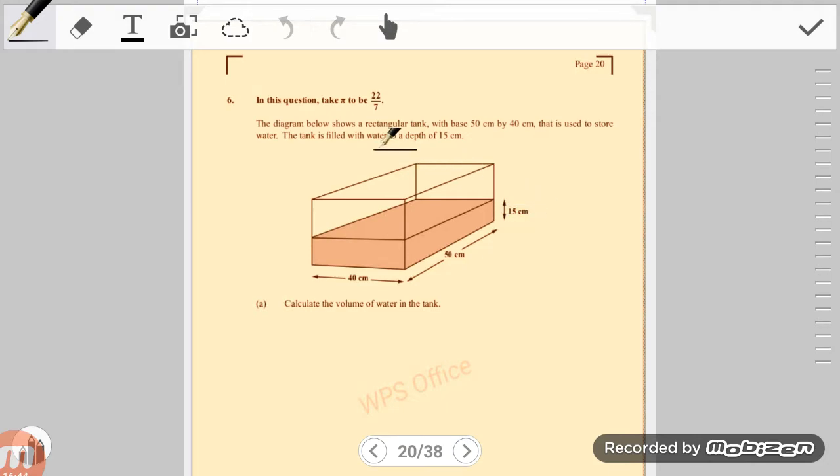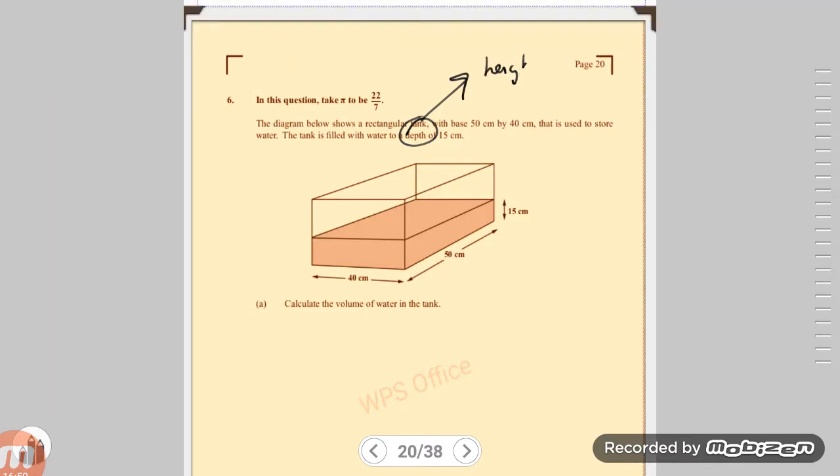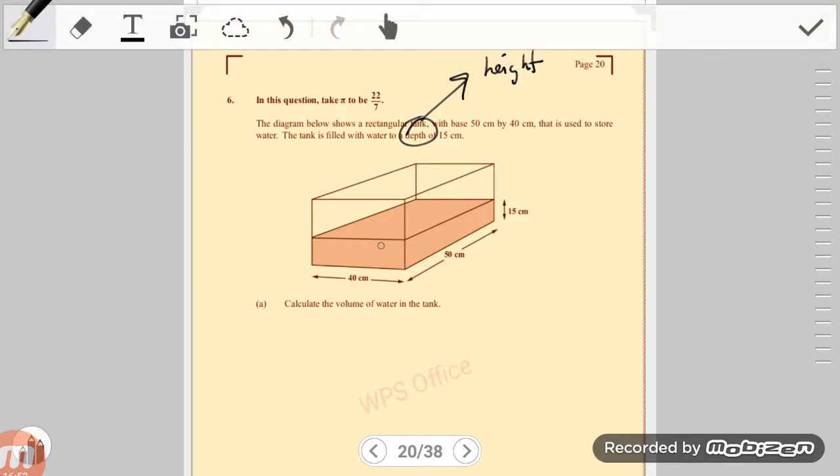So this word depth here is basically talking about the height. It's not the height of the container or the tank, but it's the height at which the water has reached in the tank. Part A says we have to calculate the volume of the water in the tank. So what volume of water is currently in the tank?